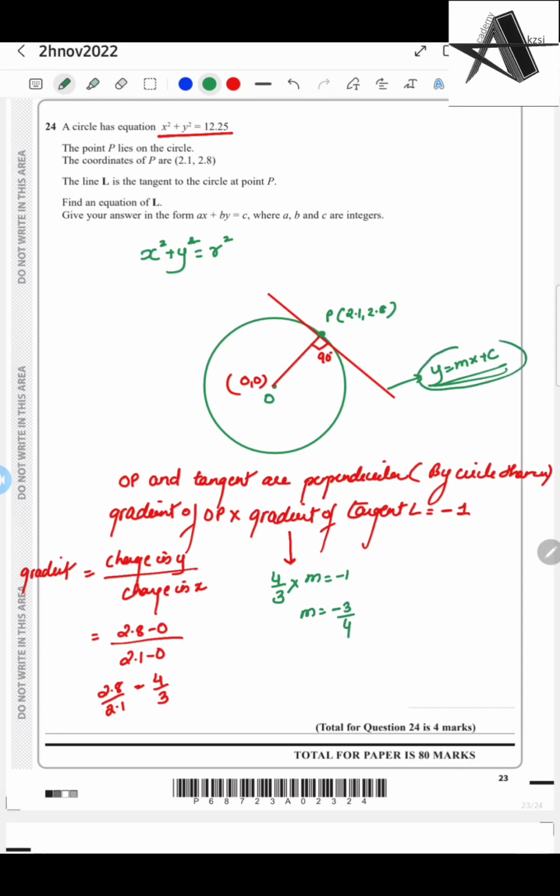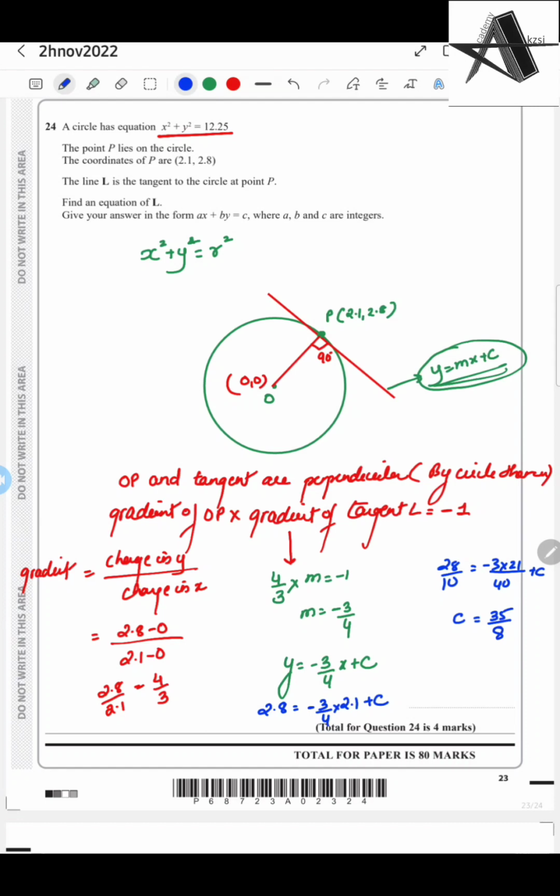Substituting the value of m here, y equals -3 over 4 x plus c. Only the value of c is remaining and we know that the point P lies on the tangent as well. So this point satisfies it, which means I can replace y with 2.8 and x with 2.1 to get the value of c. On solving, 28 over 10 equals -3 times 21 over 40 plus c. From here, c comes out to be 35 over 8.